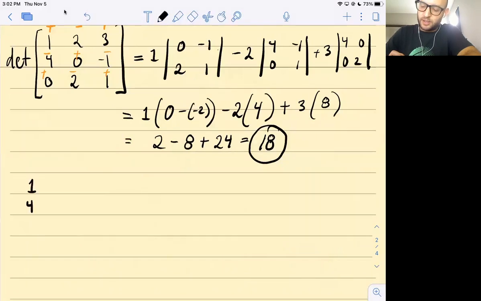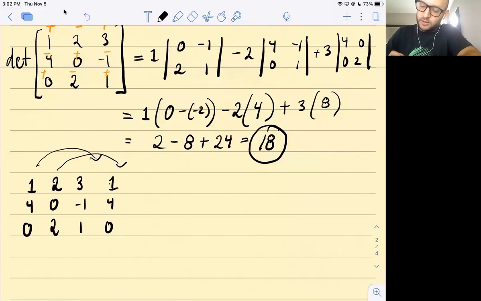So the second way that I like to do it, and this is only good for 3 by 3, is I write it like this: 2, 3, minus 1, 1, and I just copy over the 2 rows. So I get 1, 4, 0. So this is my matrix. And all right, 1, 4, 0, 2, 0, 2.